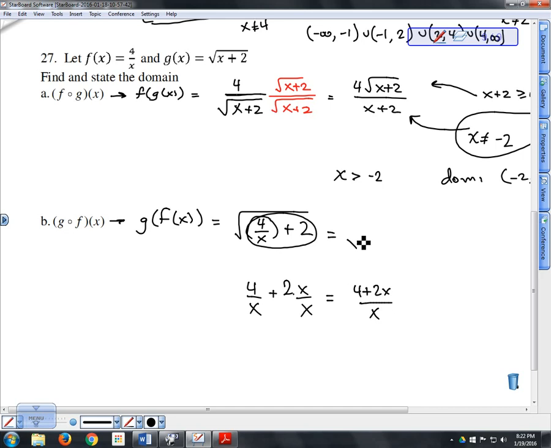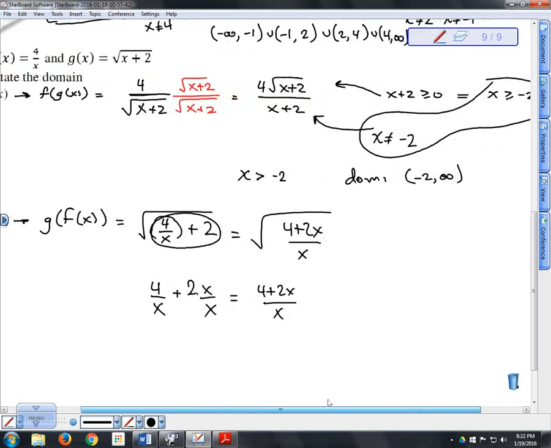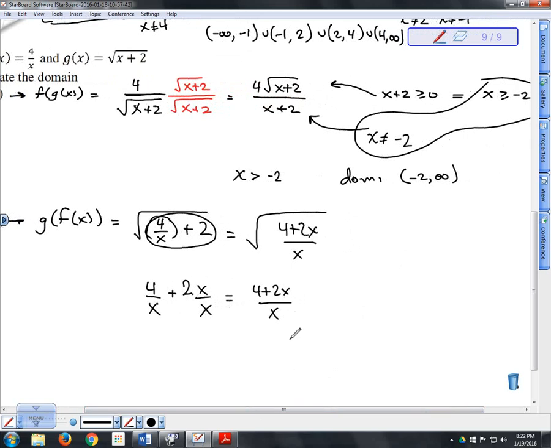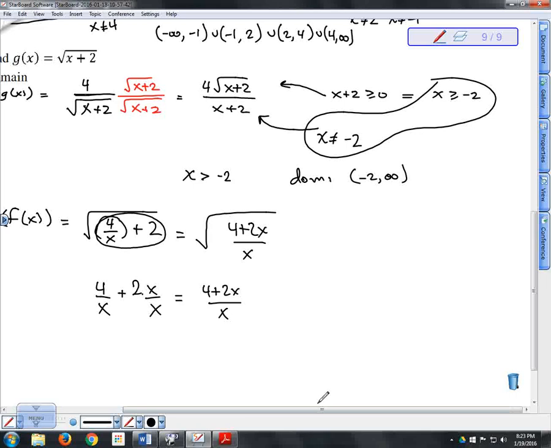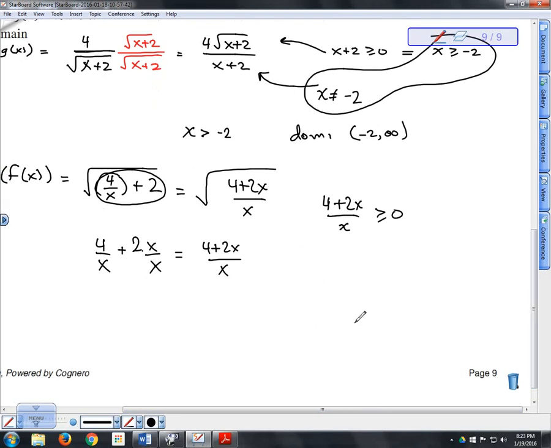Since we're taking the square root of an expression, this expression here, 4 plus 2x over x, has to be greater than or equal to 0. Now, this is called a rational inequality. This is supposed to be part of what's taught in 1010. A quick little review of solving a rational inequality. One of the sides needs to be 0, so that checks out. The right side is 0.